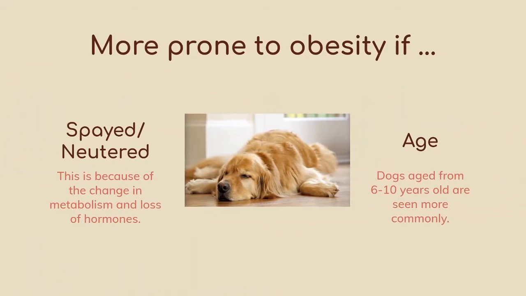The second is whether the dog has been spayed or neutered, as dogs that have been spayed or neutered would experience a change in metabolism and loss of hormones, which makes them more susceptible to obesity. The third would be age. A study done by Lund in 2006 shows that dogs from 6 to 10 years old tend to suffer from obesity more than other age rankings, as they could have accumulated unhealthy eating habits over a long period of time and suffer the consequences as they age.